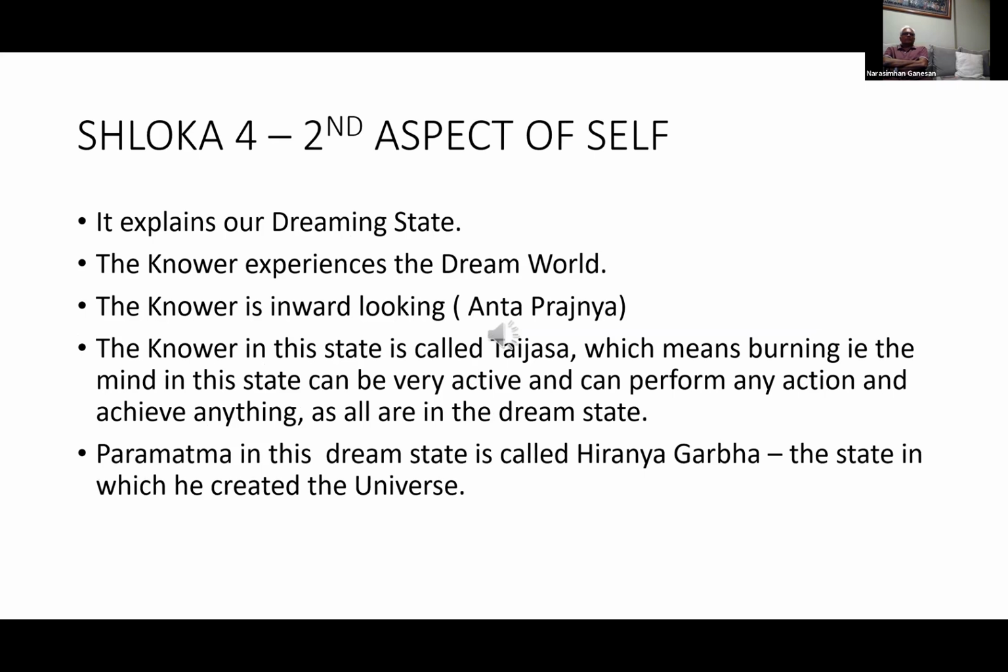Shloka 4 explains the second aspect of ourself, which is our dream state, where we are in the dream world. The knower is inward looking, in a stage of Antaprajna. He is called Taijasa, which means burning. That means the mind is so active you can do anything and achieve anything in the dream state. The Paramatma in this stage is called Hiranyagarbha, the state in which he created the universe.